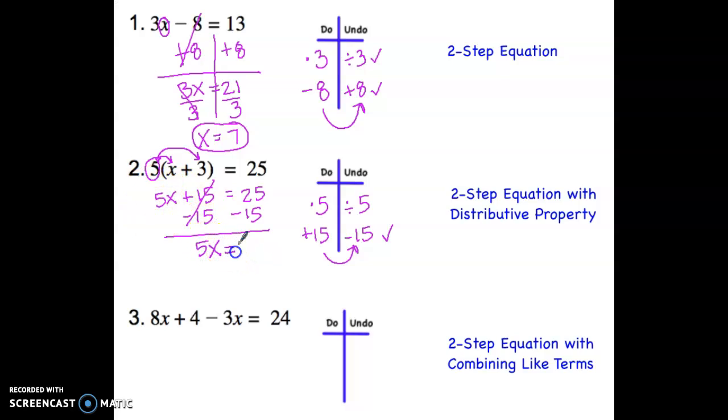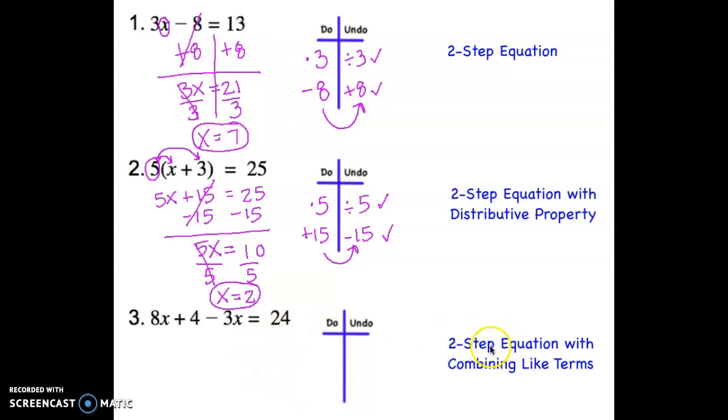5x equals, well, 25 minus 15, my 5 minus my 5 would give me a 0, and my 2 minus 1 would give me 1. So 5x equals 10. Well, I'm not quite done. I still need to divide by 5 on both sides. So divide by 5, divide by 5. That gets me my x all alone, and 10 divided by 5 is 2. So notice, after we distributed, it's the same exact steps as we did up here.